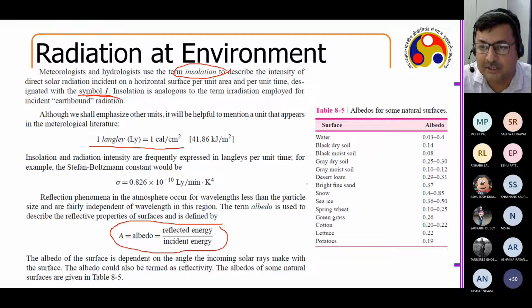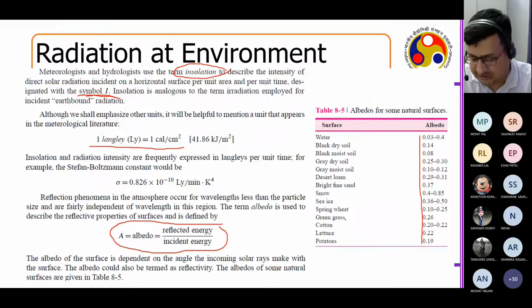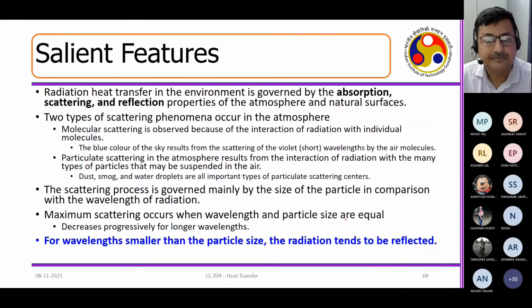So you can see that for water, the albedo is this much. For potato, albedo is this much. For bright fine sand, the albedo is this much. So you may see an array of albedos for different types of surfaces. That gives you the idea how much reflecting the surface will be. The higher the albedo, the higher the reflection, the lesser will be the absorption, and the lesser will be the emission associated with the surface.